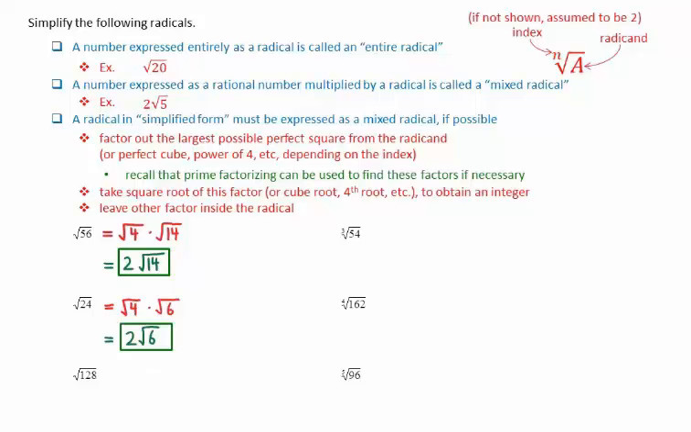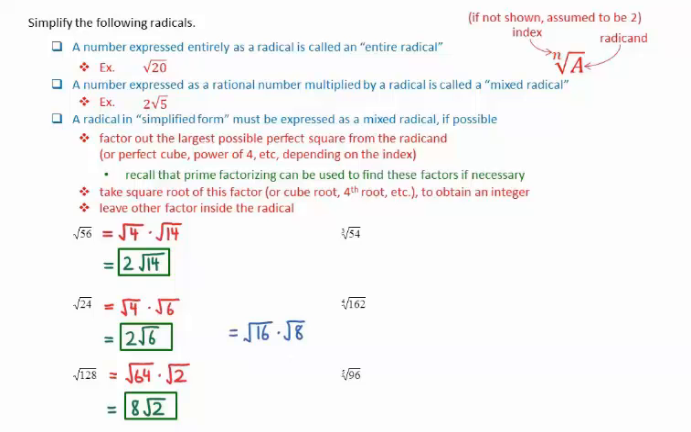For the square root of 128, we can break that up into root 64 times root 2. The root 64 is 8, so our answer is 8 root 2. Note we might not always find the largest factor that is a perfect square. If we don't, we could still get the correct answer.